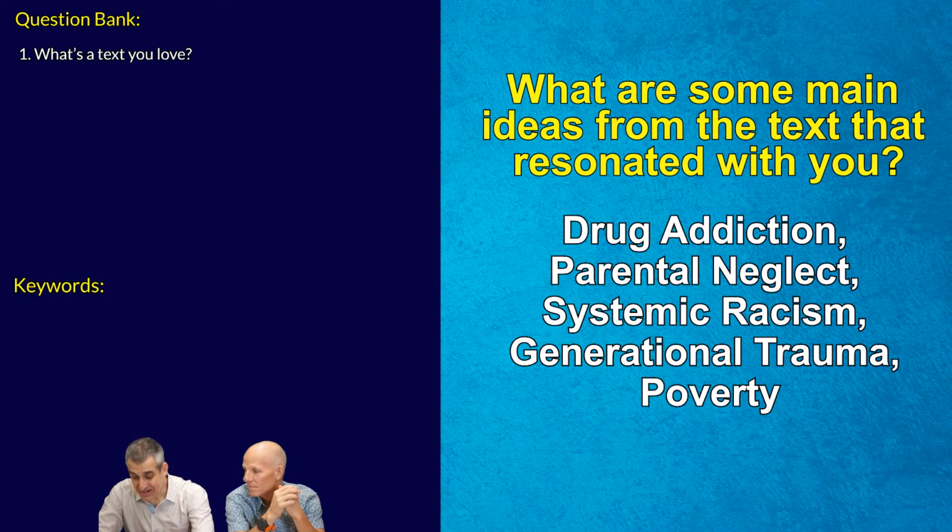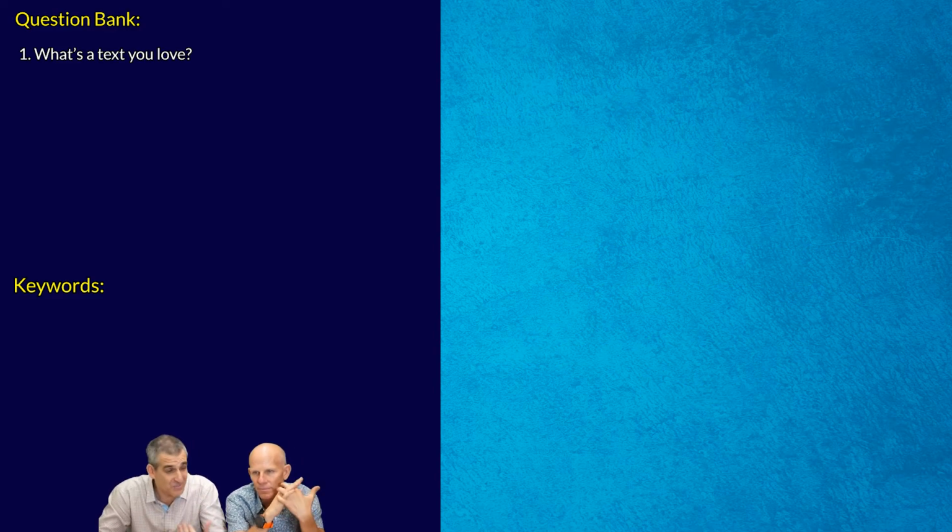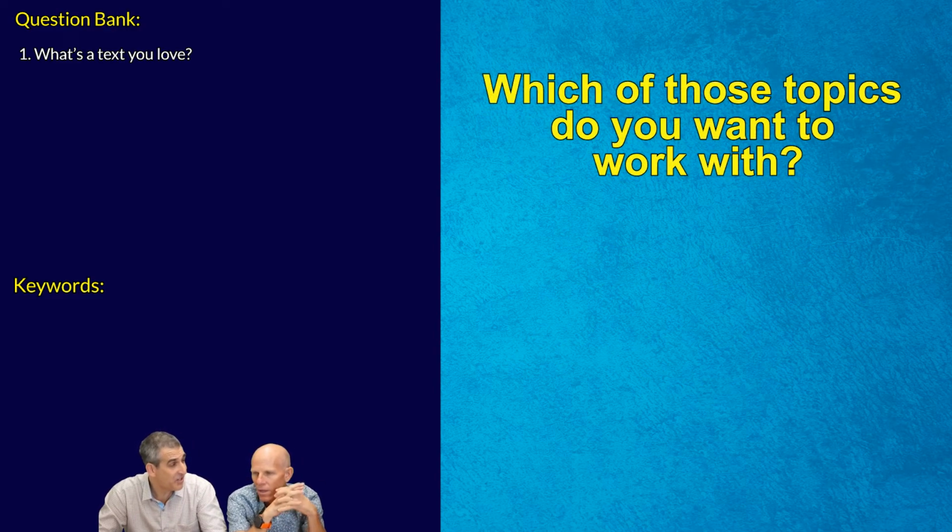All right, so I've jotted these ideas down. That's 5. Now, Mr. Giles, it's a great text, but you can't have 5 ideas in your higher level essay. So of those 5 ideas, drug addiction, parental neglect, systemic racism, generational trauma, and poverty, which one do you love? Remember, you're going to spend some time with this work. Which topic do you love here?